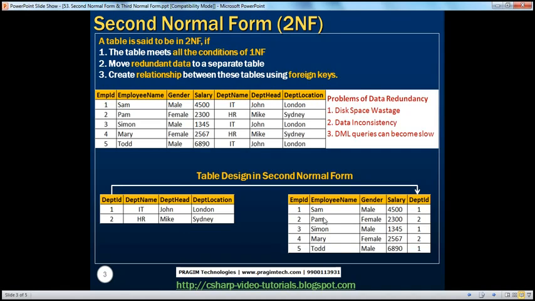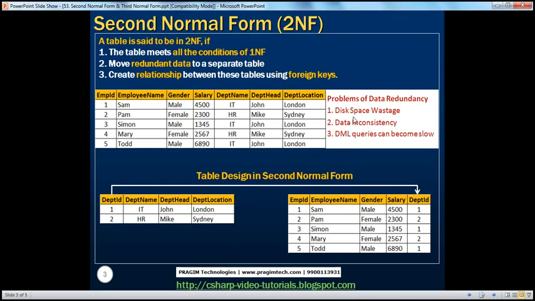And then if you look at the employees table, the regular columns employee ID, name, gender and salary are present. And then we have this additional column called department ID, which is nothing but the foreign key. We are using this column to establish the relationship between the employees and departments tables. So if you look at the rules, move redundant data to a separate table. This redundant department data we are moving to a separate table, and then creating the relationship between these two tables using the foreign key. So we are satisfying the third rule of the second normal form. This table design is now in second normal form.